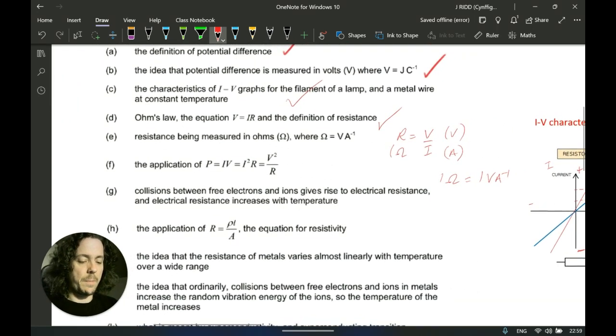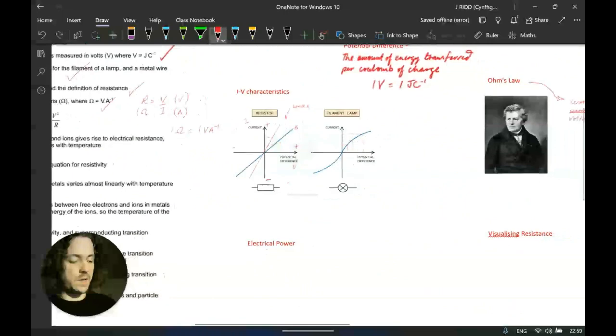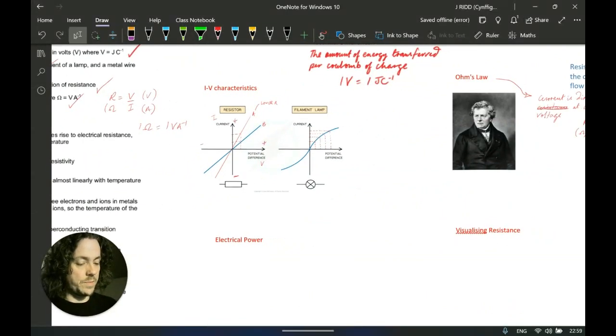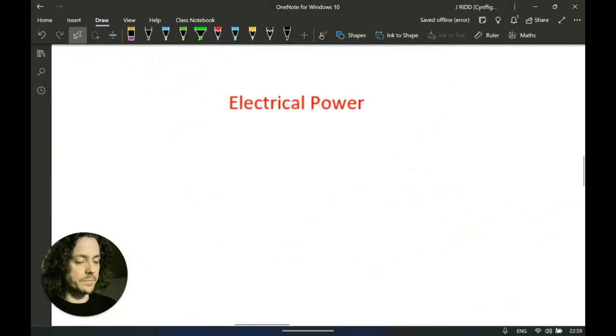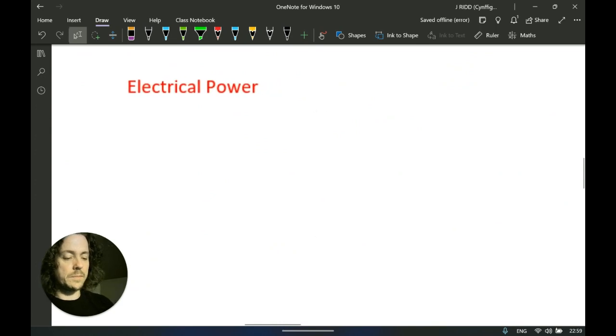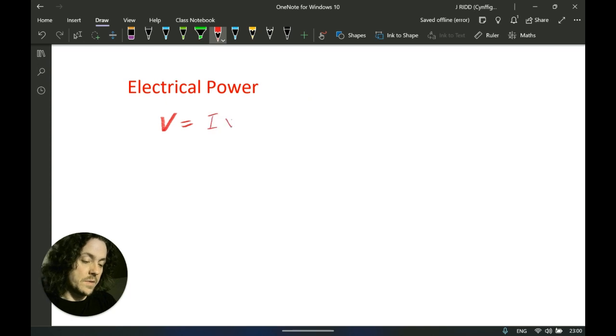The power equations now, the application of P is equal to I times V, I squared R, V squared over R. So let's jump down to electrical power then. We have V is equal to I times R. We have also got electrical power as being I times V.